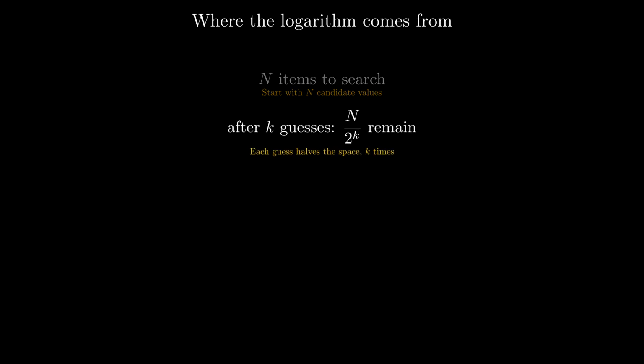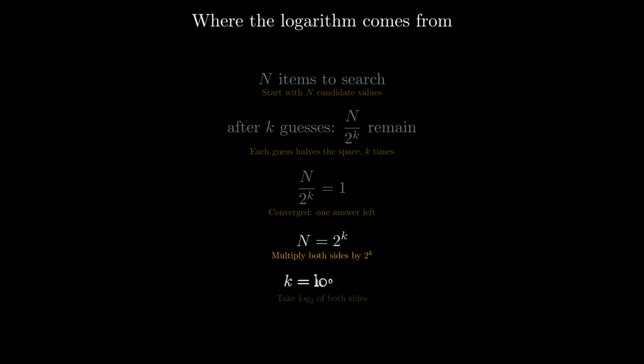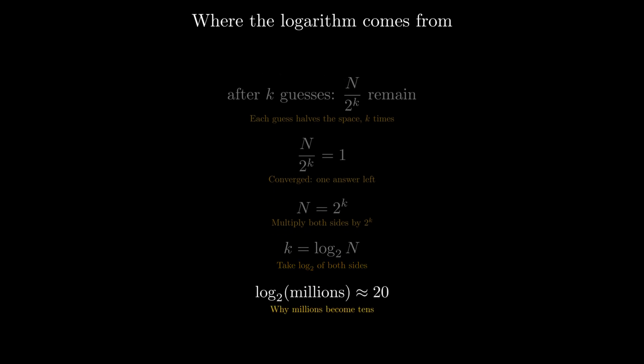Ask how many guesses until only one item is left, the single answer within epsilon. Start with n items. After k guesses, you've halved k times, so you've divided n by 2 to the power of k. Reaching the single answer means n divided by 2 to the k equals 1. Multiply both sides by 2 to the k, and you get n equals 2 to the k. Solve for k, and k equals log base 2 of n. So the number of loop passes is log of n. That is logarithmic growth, and it's why bisection turns millions into tens.